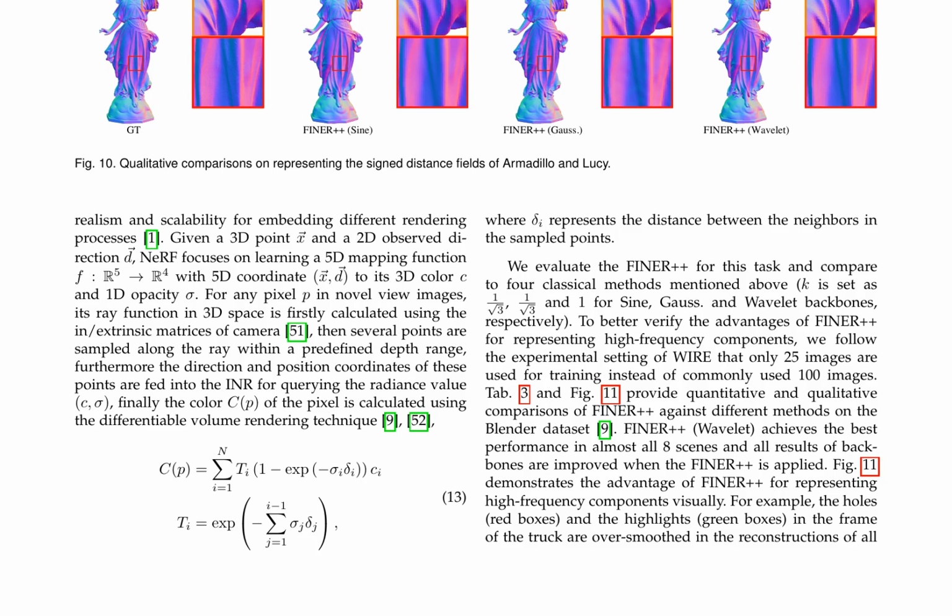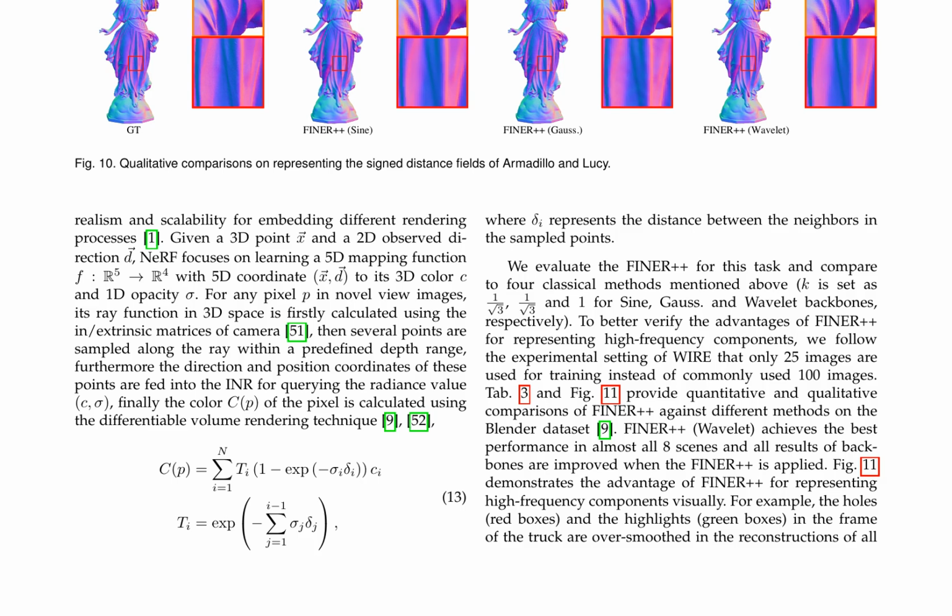The FINER++ method is evaluated for this task and compared to 4 classical methods: PE-MLP, Siren, Gaussian, and Wire. The experimental setting follows the Wire protocol, using only 25 images for training instead of the commonly used 100 images.